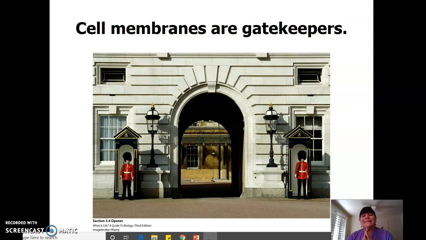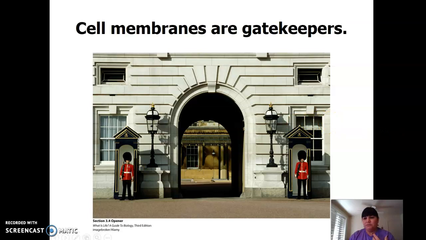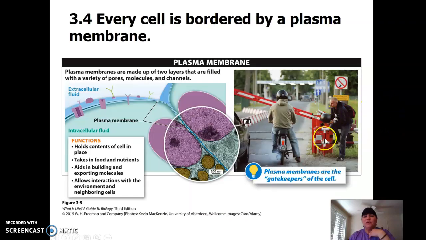And it's called a semi-permeable membrane. Semi means like half. Permeable, right? So it's not permeable completely. It lets certain things in, but not other things. So it's almost like these guards. Okay, so here, for example, this guy's trying to get through and there's a gate, right? So plasma membranes are gatekeepers.